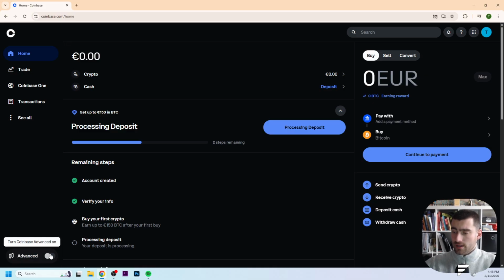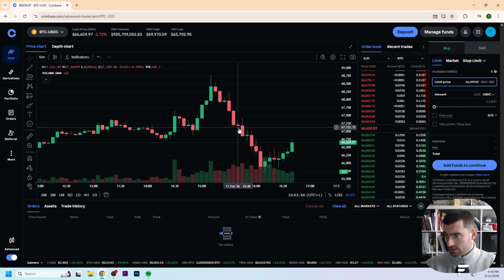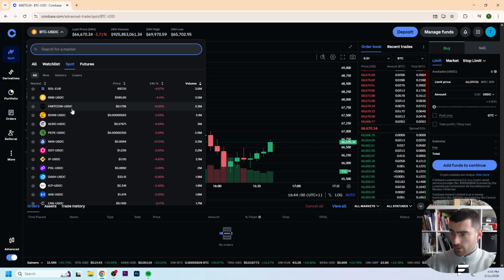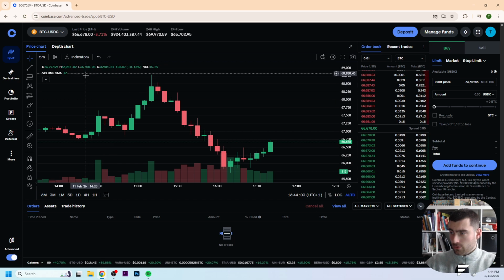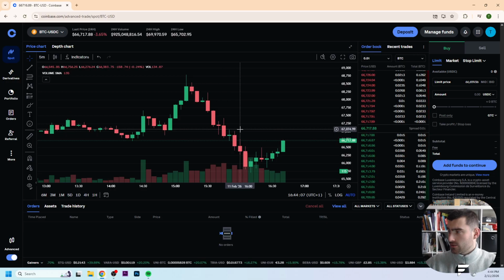It's quite simple, because if you click here on Advanced and turn this one on, you will see the complete chart. We can change the symbol right here, so search for what you want to trade. Bitcoin to USD is fine for me right now, and from here we can start trading.